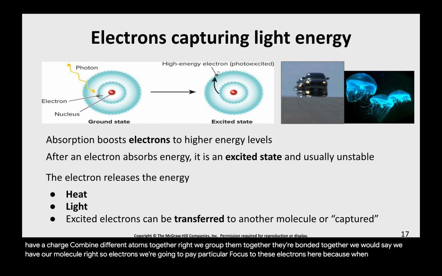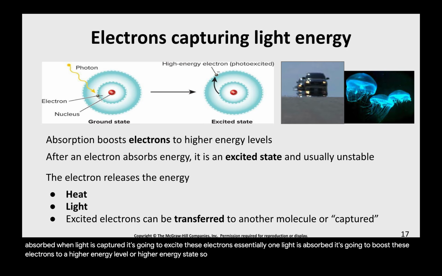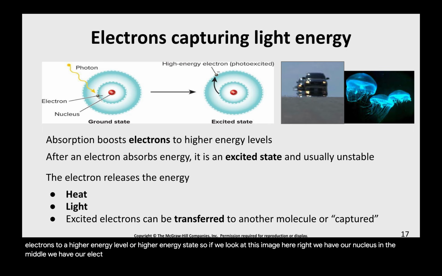Because when light is absorbed, when light is captured, it's going to excite these electrons. Essentially, when light is absorbed, it's going to boost these electrons to a higher energy level or a higher energy state. If we look at this image here, we have our nucleus in the middle and our electrons in these orbits around our nucleus. When a photon of light is absorbed, this electron is going to be excited.